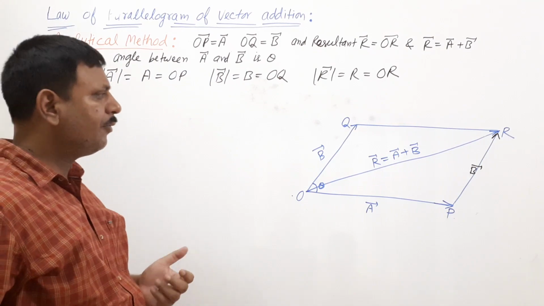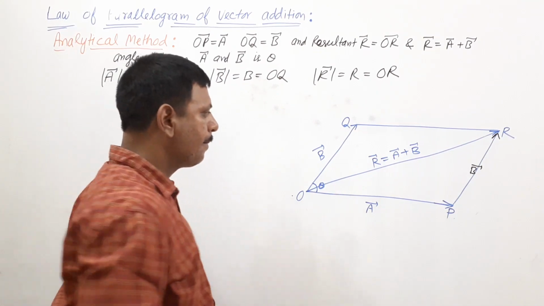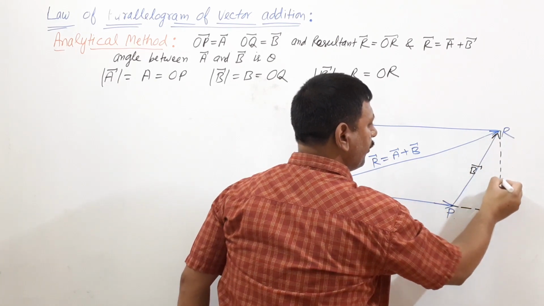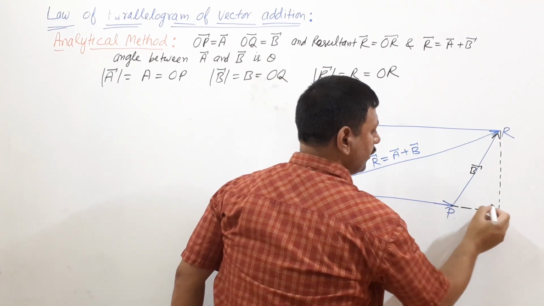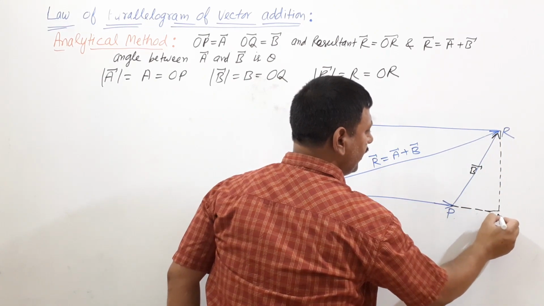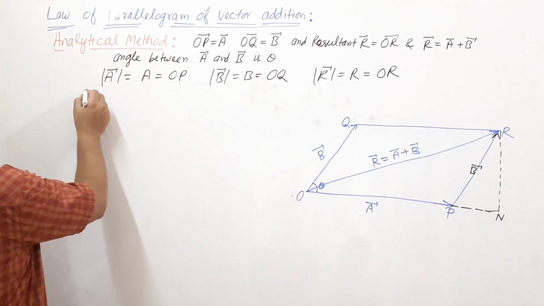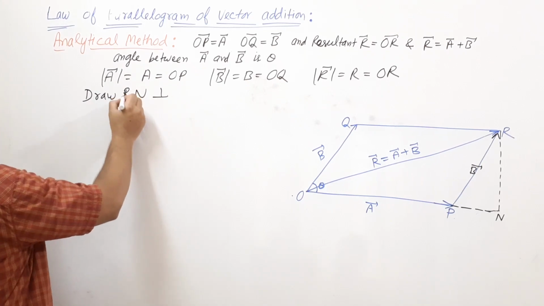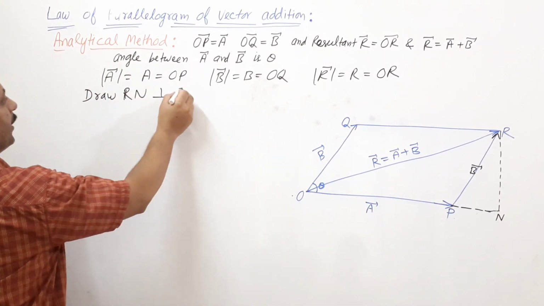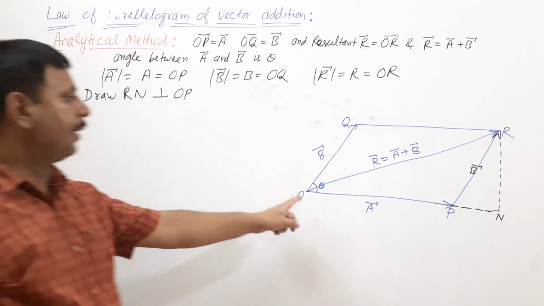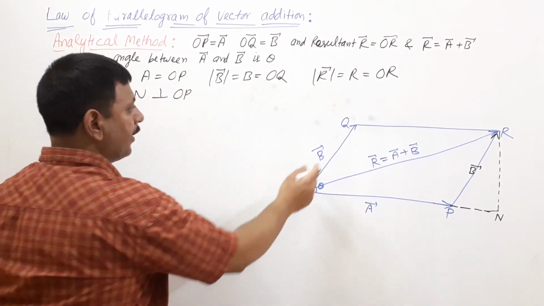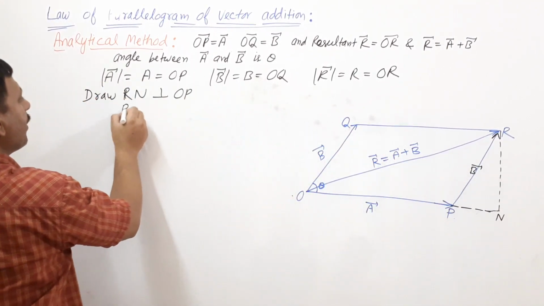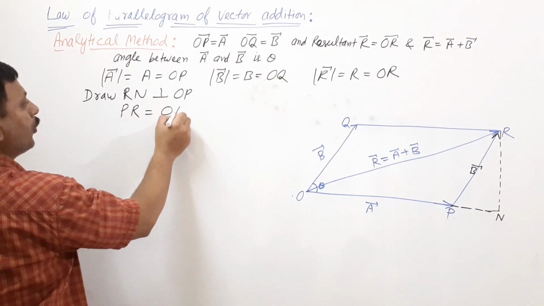The angle between A and B is theta. By the analytical method, if you want to find the resultant R, see here, first proceed and draw a perpendicular. Suppose I have taken N. So draw RN perpendicular to OP, by extending OP. See here, by the parallelogram we know OQ is equal to PR, PR is equal to OQ.